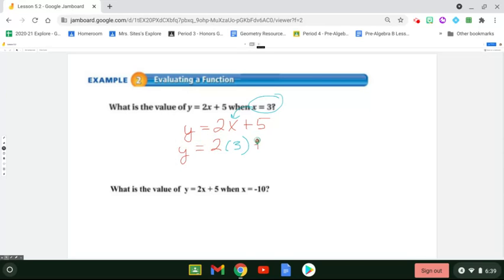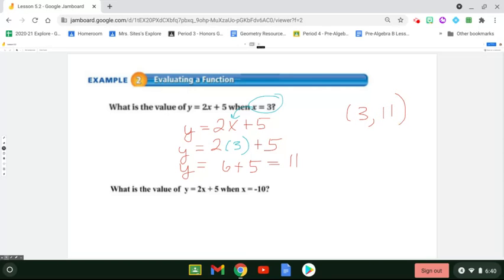A lot of this sounds like the same things that we've been learning, except we have new vocabulary. Follow the order of operations. 2 times 3 first to give you 6, and 6 plus 5 to give you your answer, which will be 11. If we were writing our answer as an ordered pair, the input is 3, the output 11.